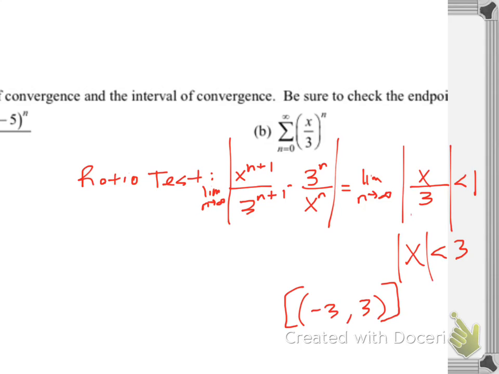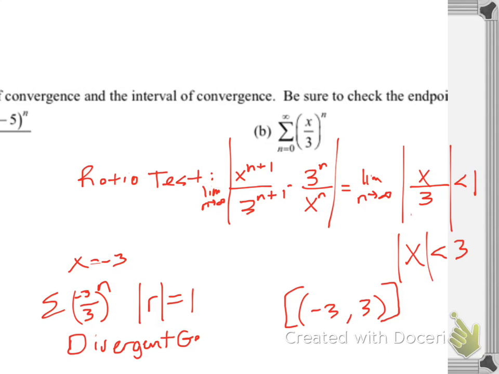The only question now is, is it a bracket or a parenthesis? And that comes from testing it in the original series. So you put negative 3 in for x, and you'll find that that makes negative 1 in parentheses to the nth power. And whenever that value inside parentheses like that, that r value in a geometric series, is equal to 1, we know it's divergent.